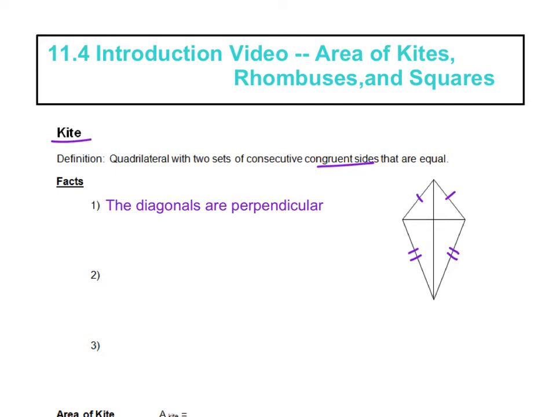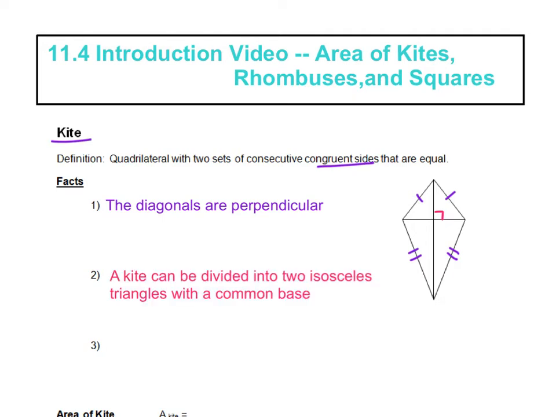All right, so the first fact about a kite is that the diagonals are perpendicular. So diagonals are going to connect opposite vertices like this, and the fact that they are perpendicular means we are going to have right angles there at the center where they intersect.